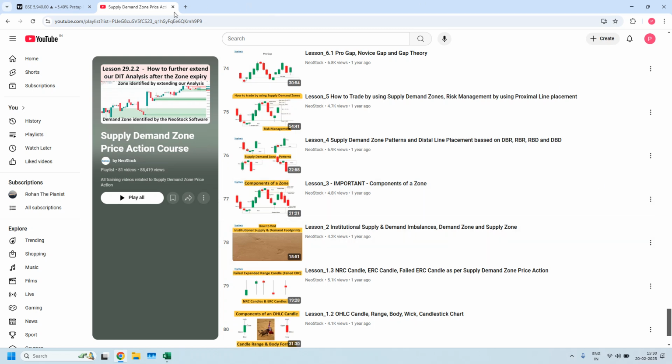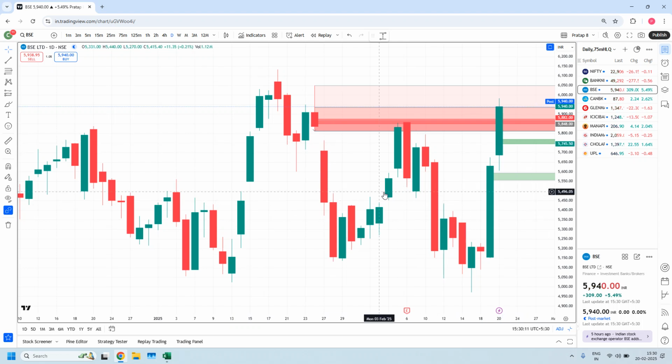Now let's get into the HLQ zone analysis. In yesterday's end of the day report, we identified 8 high liquidity zones, and we got 3 trades from 2 stocks. The first one is BSE.